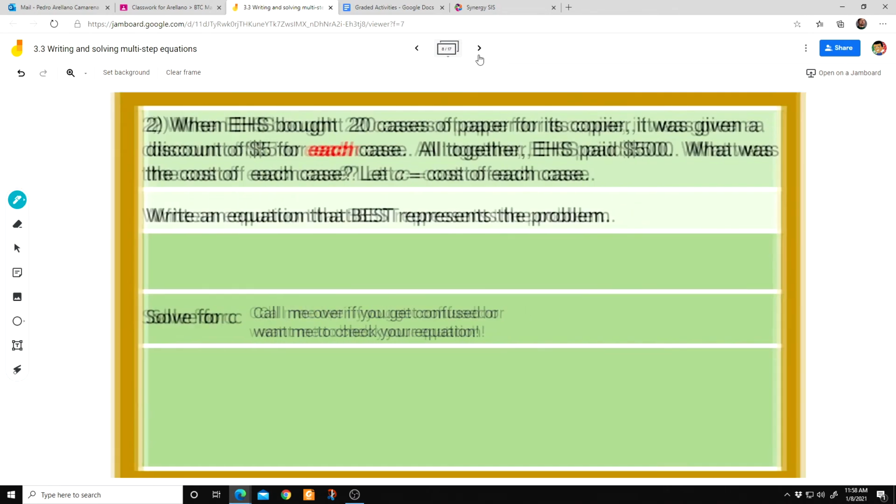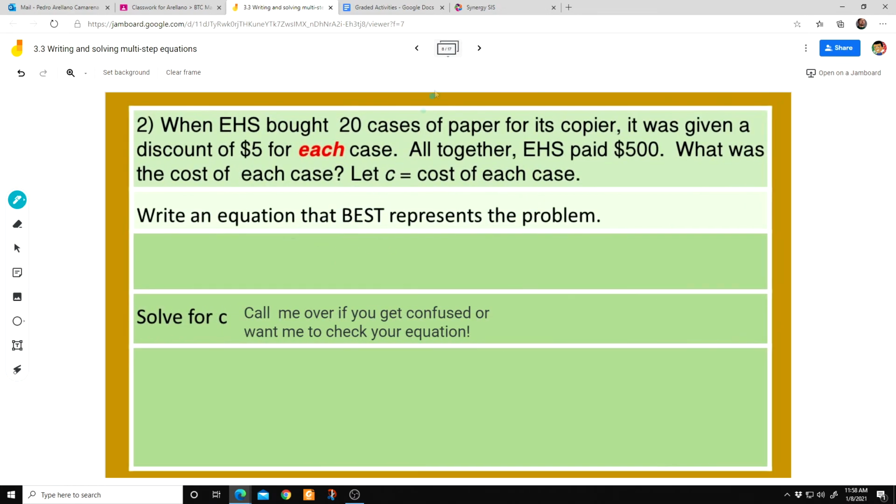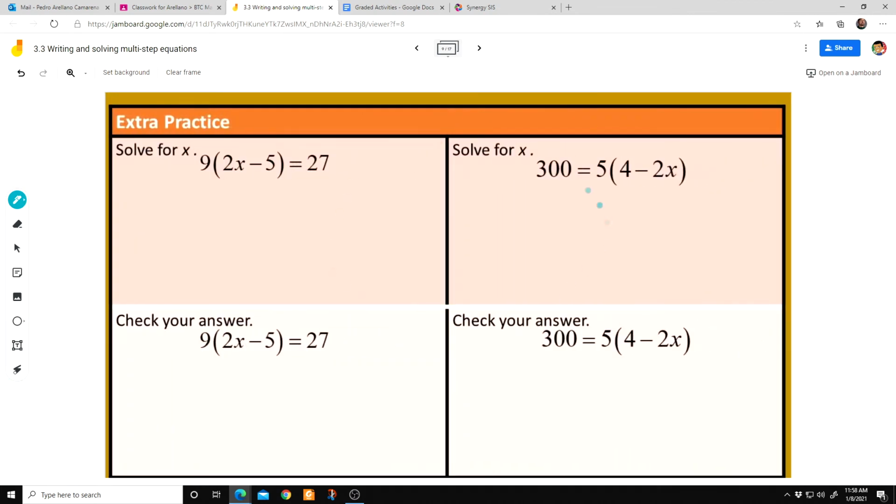Nice. All right, I'll let you set this up, but if you don't know how to set it up, oh yeah, you can just ask me and then you can solve it out. Here's some practice for you to try out. Again, I'll give you an example here. I would divide by 9 first. Boom. We get 2x minus 5 is equal to 3. And then now you're going to add 5 to both sides.